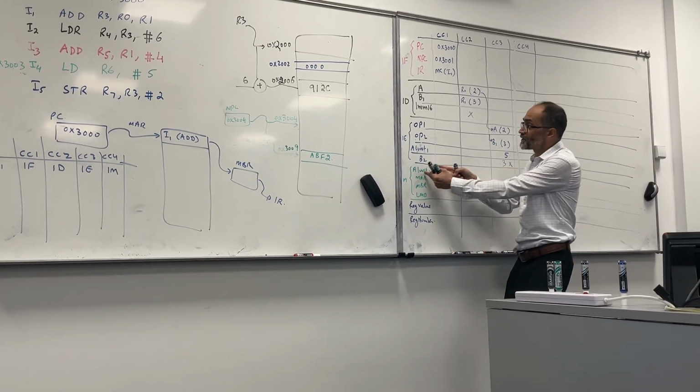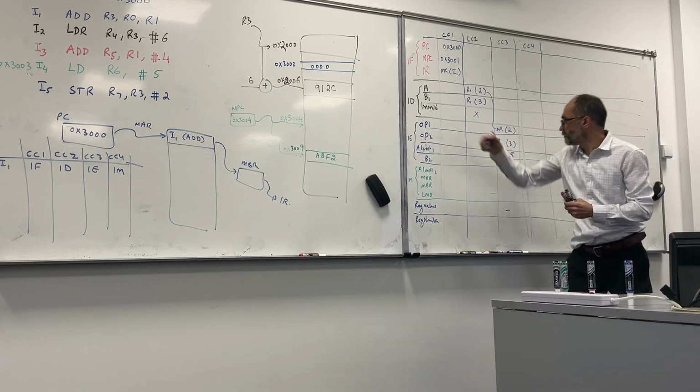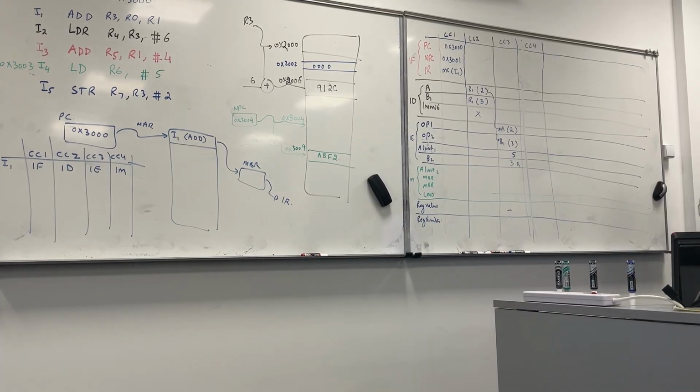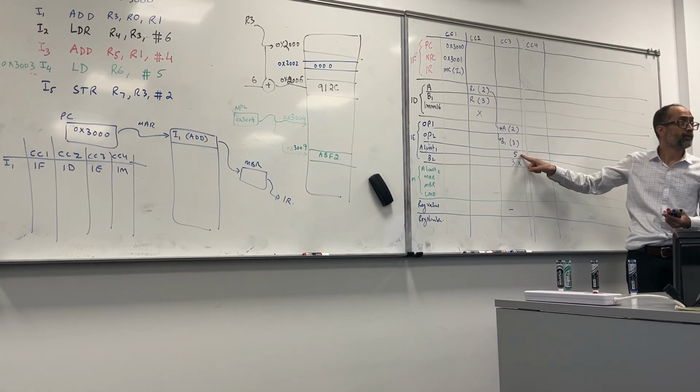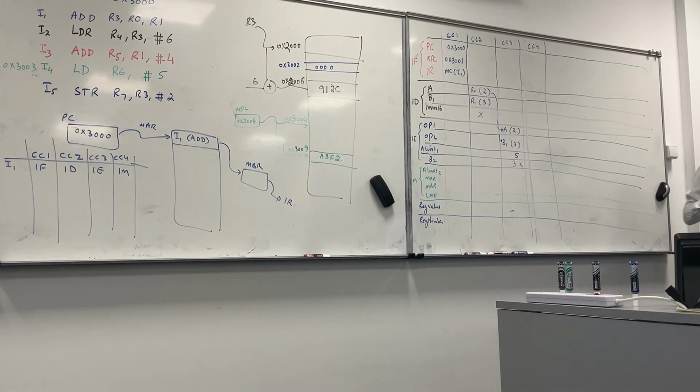ALU out 2 will have the same value as ALU out 1. What is the value of ALU out 1 in the previous cycle? 5. What will be the value of ALU out 2? 5.